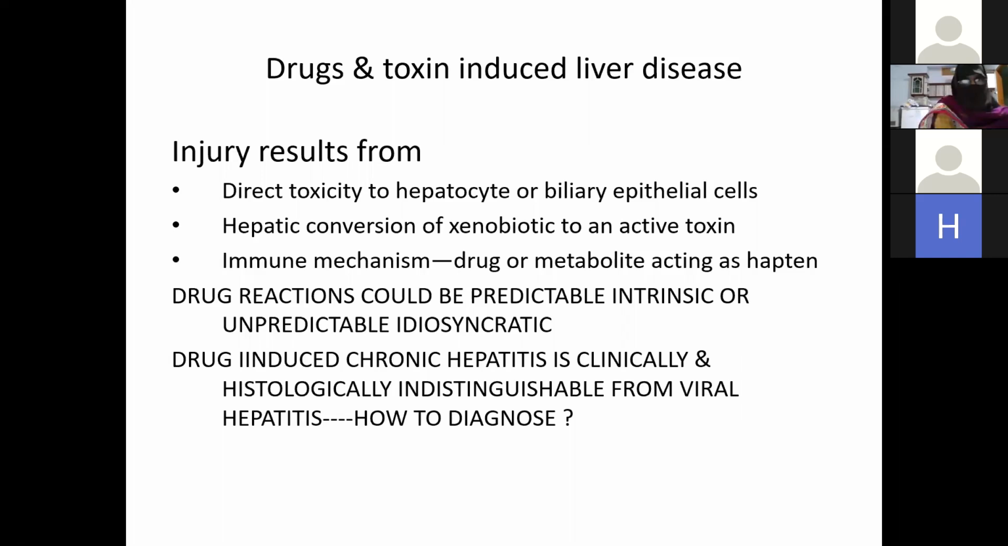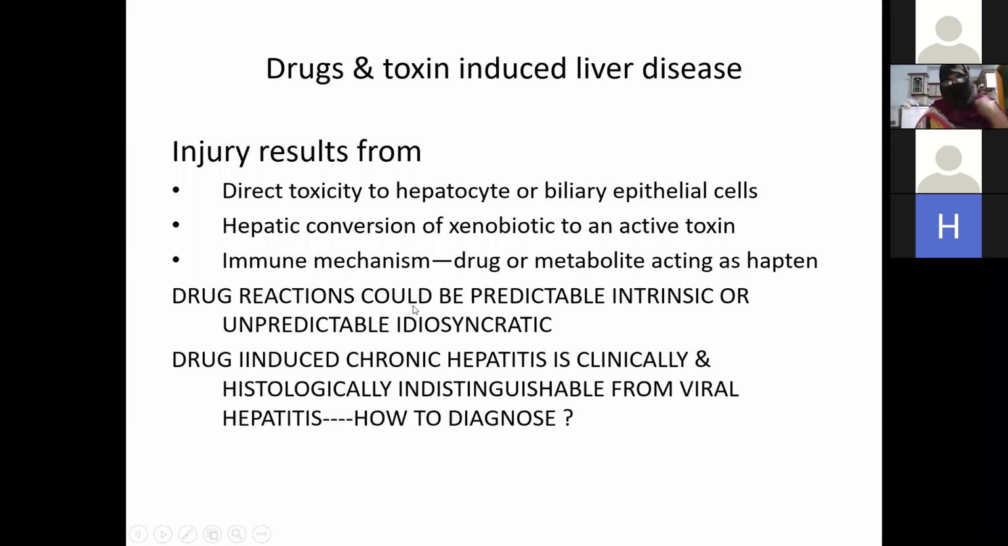The other is the immune mechanism. In the immune mechanism, the drug itself binds to a liver cell and acts as a hapten, that is, it binds to the normal cell and the body senses it as a foreign antigen and starts immunity, or autoimmunity, of the body. That is called the immune mechanism. So basically, quickly, there are three mechanisms by which drugs cause liver toxicity: direct toxicity, hepatic conversion, and immune mechanism.